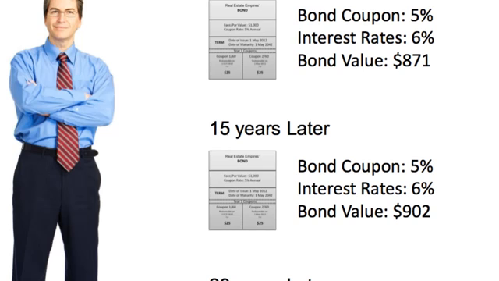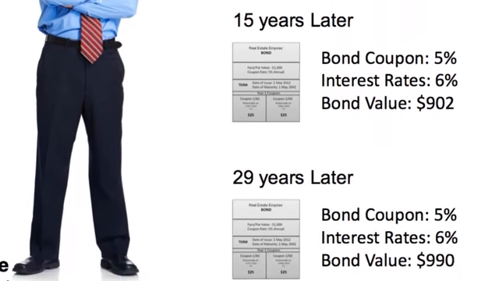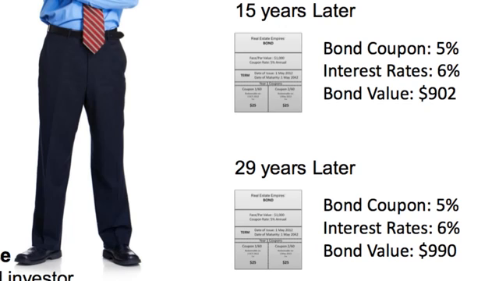But we look at the interest rates and it's still at 6%. But you look at his bond value and it's higher than it was at the 5-year mark. So that's kind of weird. So let's go ahead and look at if he was going to sell this bond at 29 years, meaning there's only 1 year left on the bond before it becomes mature.